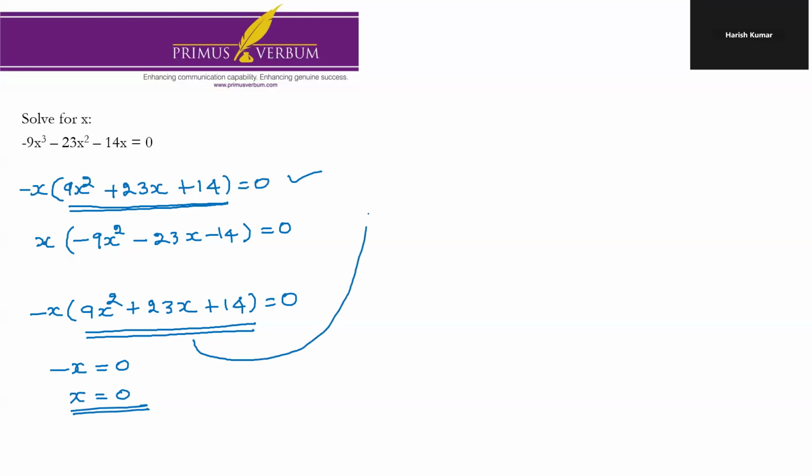Now let's take this quadratic equation, and we are very familiar with how to solve this. So let's do it. We need to find two numbers a and b such that they multiply to 14 into 9, which is 126, and add up to 23. A plus b should be equal to 23.